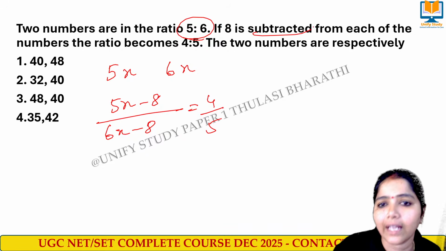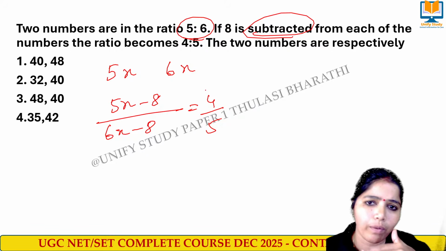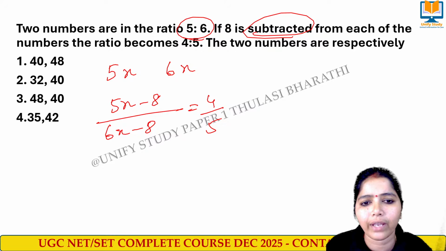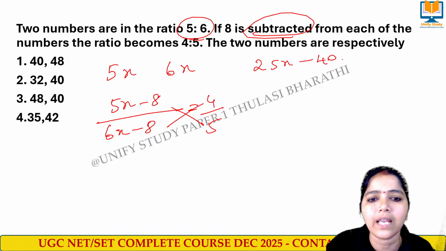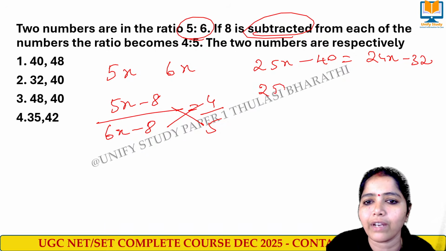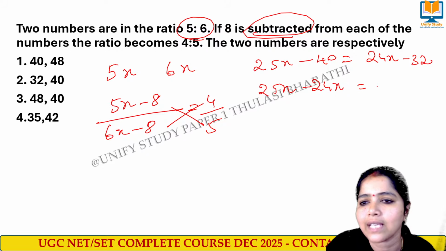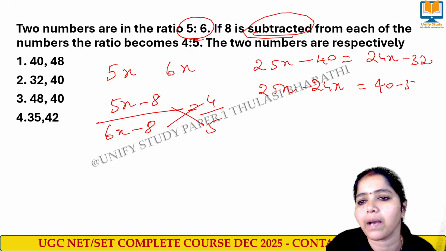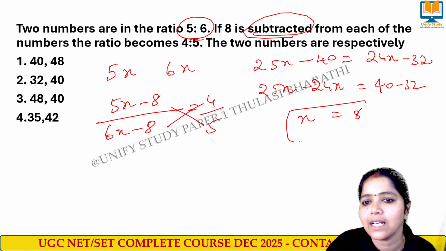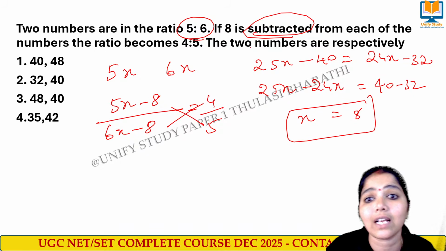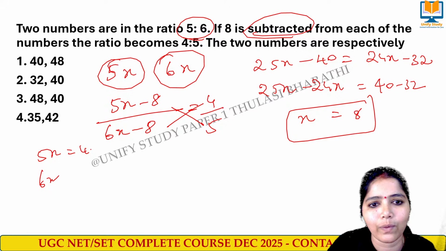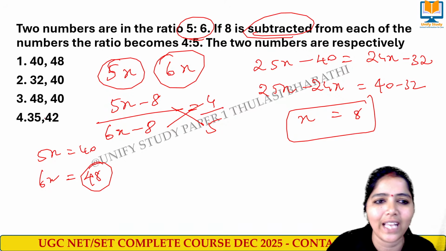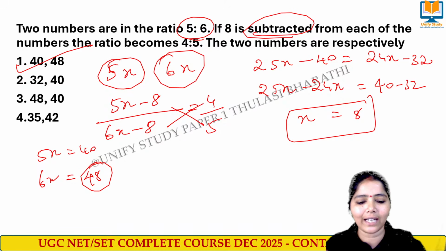Very easy. Here they can say subtract, add, or divide. So many variations can come here. So what do we have to do? Simply cross multiply. That gives me 25x minus 40, and that is equivalent to 24x minus 32. So 25x minus 24x, and the 40 goes to the other side, so 40 minus 32, and this is x, which is 8. They asked for the two numbers. The two numbers are 5x and 6x, that is 40 and 48. So option number 1 and 2 are the correct answers for this question.